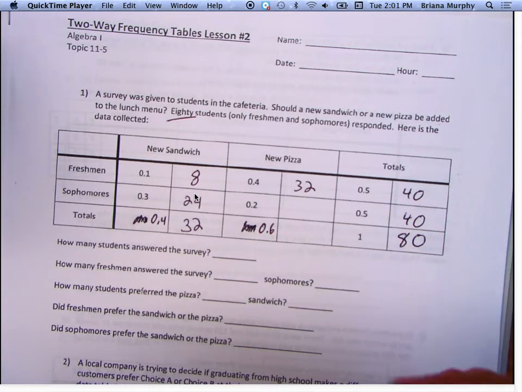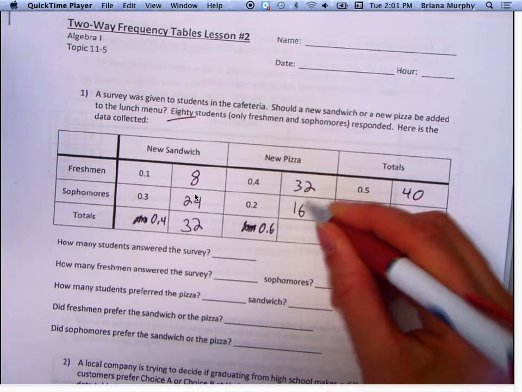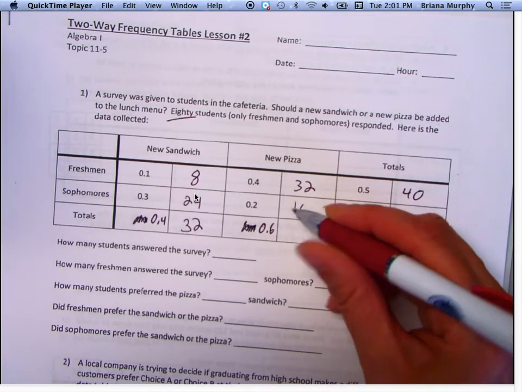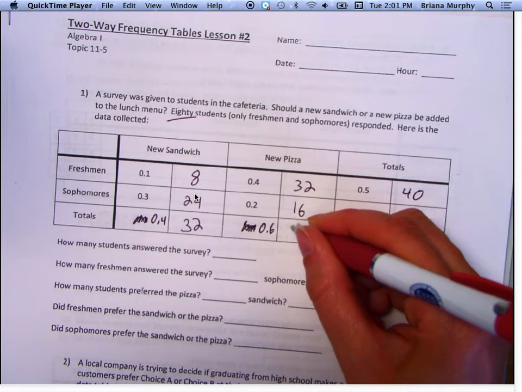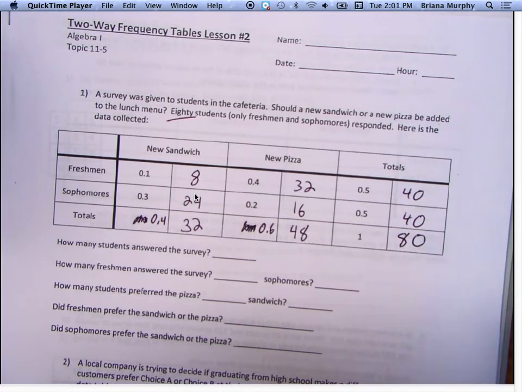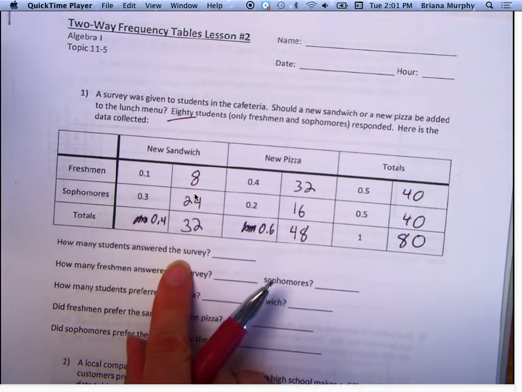Try again. So you just put like 0.2 times 80. 16. And 32 and 16 gives me a total of? There you go. And is 48 60% of 80? Go 48 over 80, or 48 divided by 80. 0.6. Yeah. Okay.